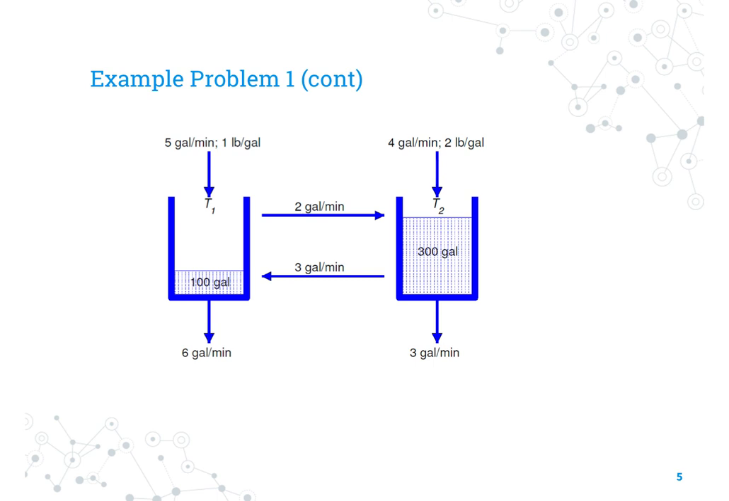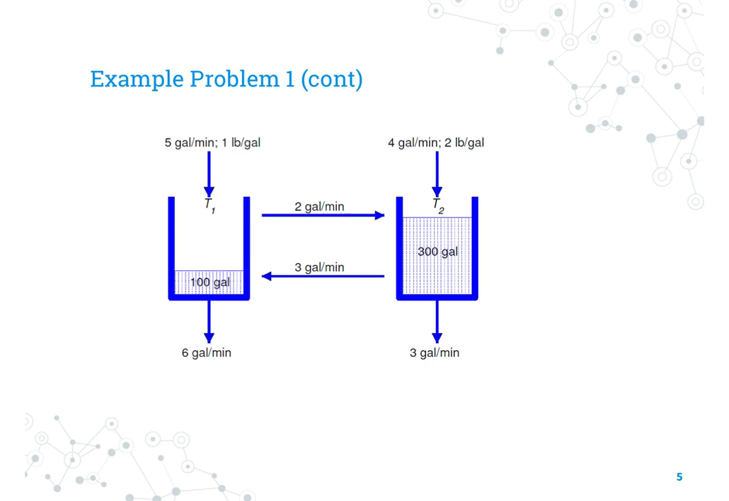Here is a diagram of what's going on. You know me and my pictures. I'm always going to have pictures, but this is actually from the textbook. In T1, we have 5 gallons per minute coming in with a concentration of 1 pound per gallon. And we have 100 gallons in the tank, the volume in the tank, sorry. And it's leaving at 6 gallons per minute.